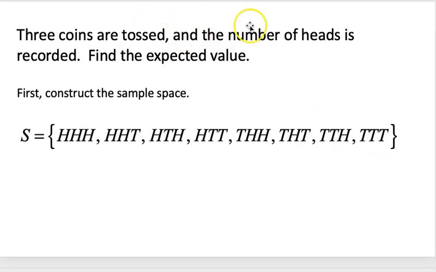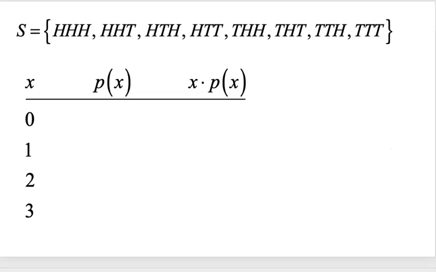Now we want to look at the number of heads and find the expected value. So how many heads could we have? We could have 0 heads. Tails, tails, tails has 0 heads. So 0 heads is a possibility. We could have 1 head. Tails, tails, heads has 1 head. Tails, heads, tails has 1 head. Heads, tails, tails has 1 head. So our possibilities are 0 heads, 1 head, 2 heads, and 3 heads.